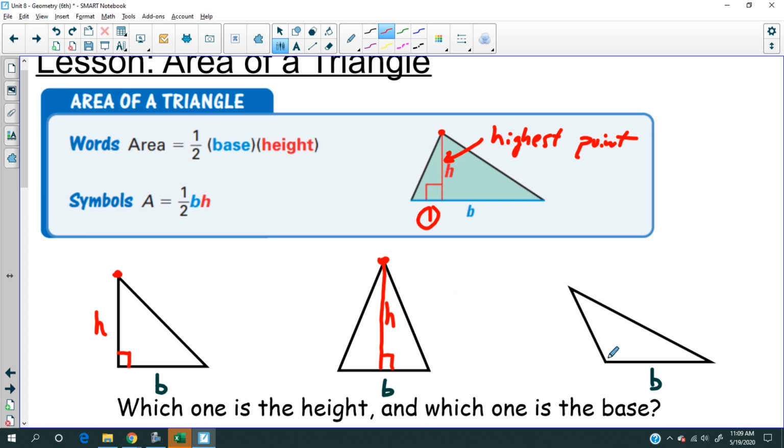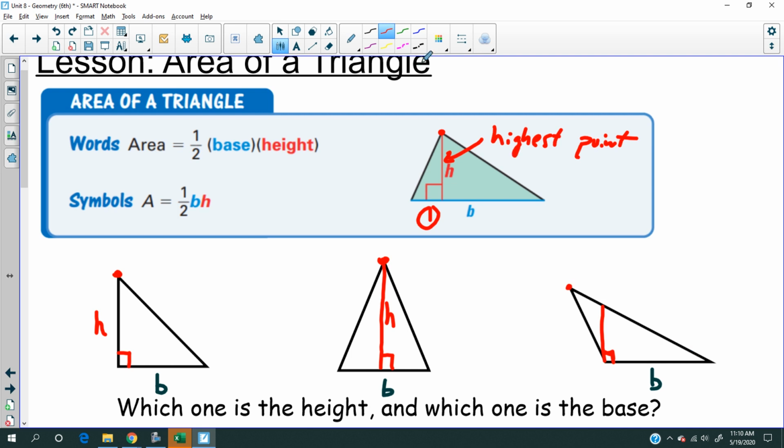So here's the question. First of all, why is this not a height? Neither one of these angles is a right angle. It's not a 90-degree angle, so that's not it. What else? What about this one? Watch. This one forms a right angle here. How come this is not the height? It's not the highest point. You guys see that? Where's the highest point of this obtuse triangle?